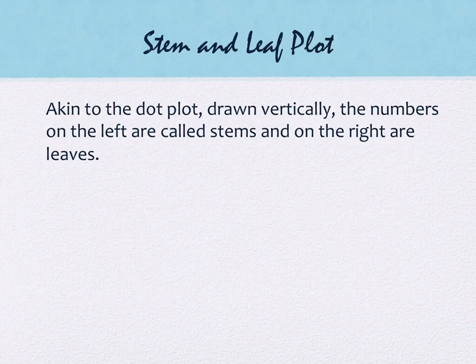Stem and leaf plots are really cool. Stem and leaf plots, I don't know, they sort of resonate with me because they do really nice things when you're calculating and you're trying to look at the span of grades. These are akin, they're alike or likened to a dot plot, but they're drawn vertically instead of horizontally. The numbers on the left are called stems and the numbers on the right are called leaves.